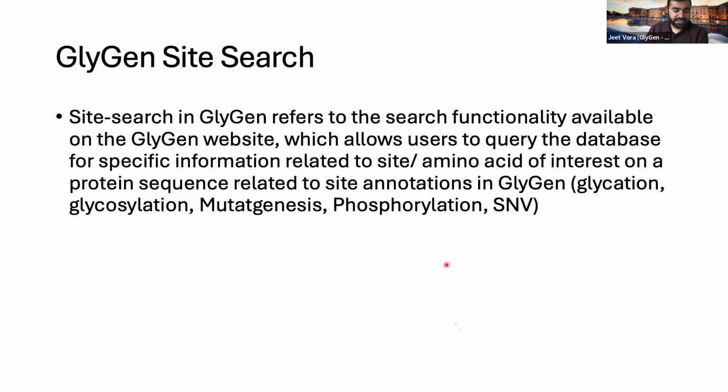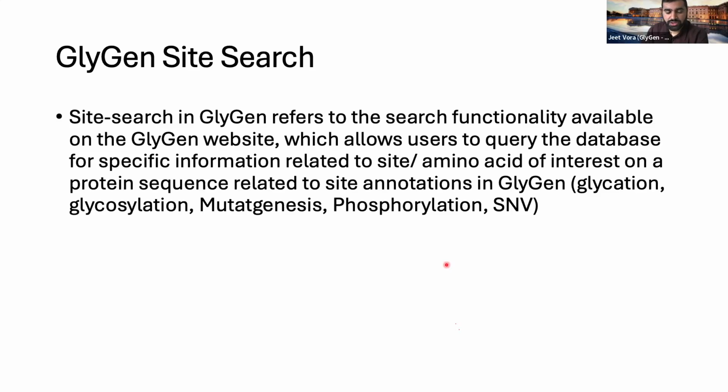So what is GlyGen Site Search? In GlyGen, we refer to the search functionality available on GlyGen that allows users to query the database for very specific information related to a site or amino acid of interest.